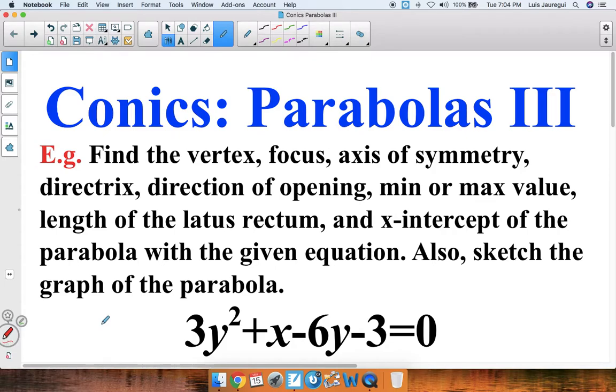Find the vertex, focus, axis of symmetry, directrix, direction of opening, min or max value, length of the latus rectum, and x-intercept of the parabola with the given equation. Also sketch the graph of the parabola.